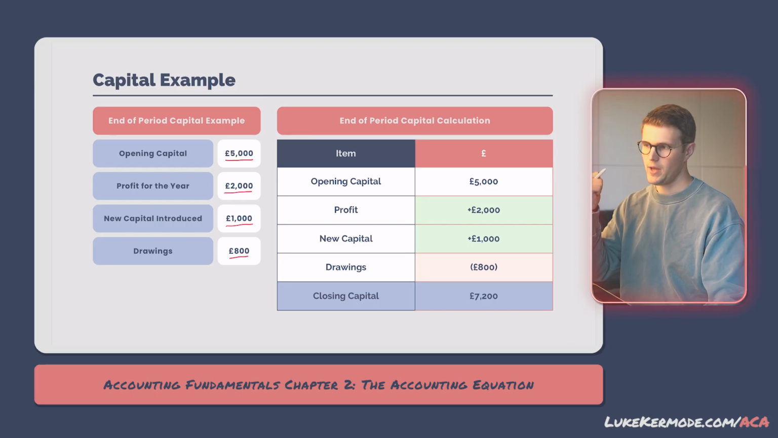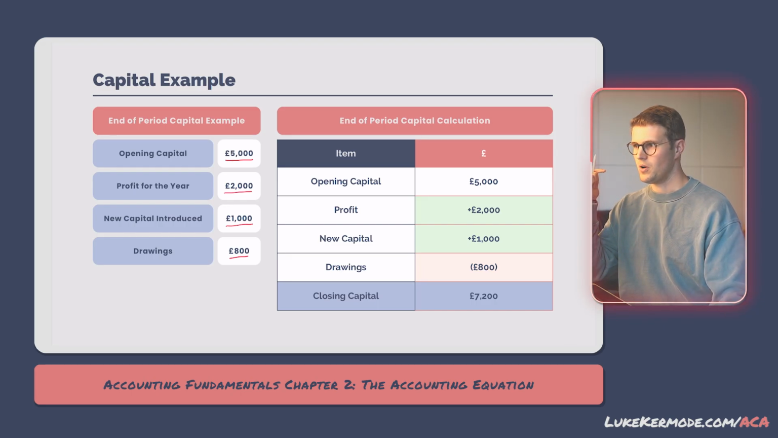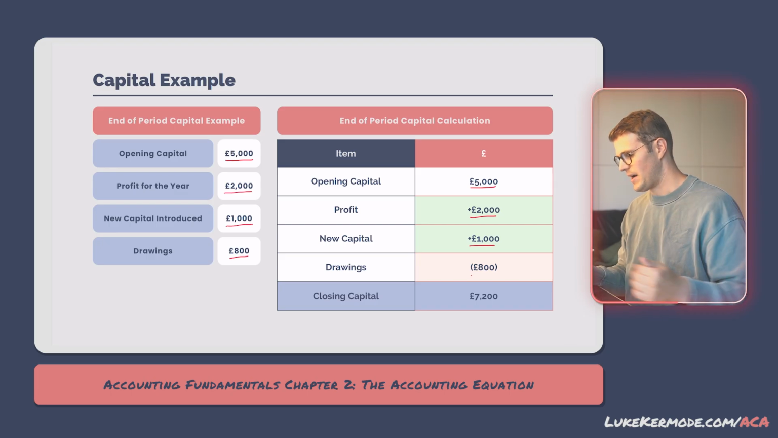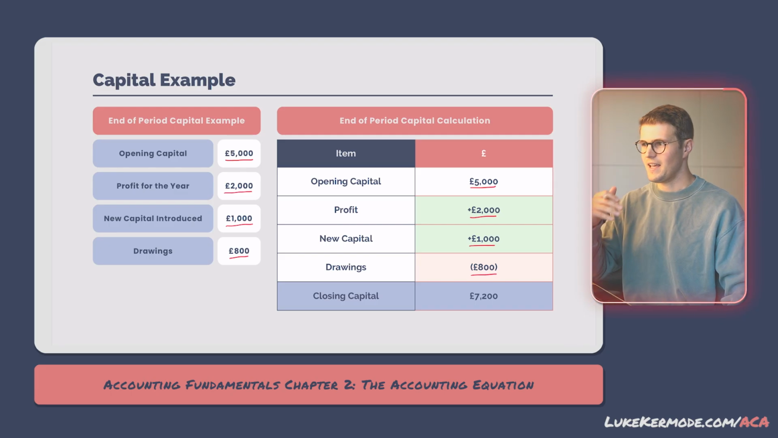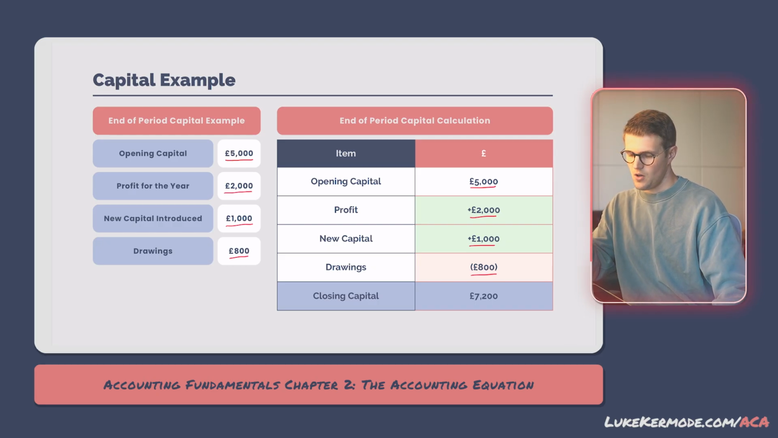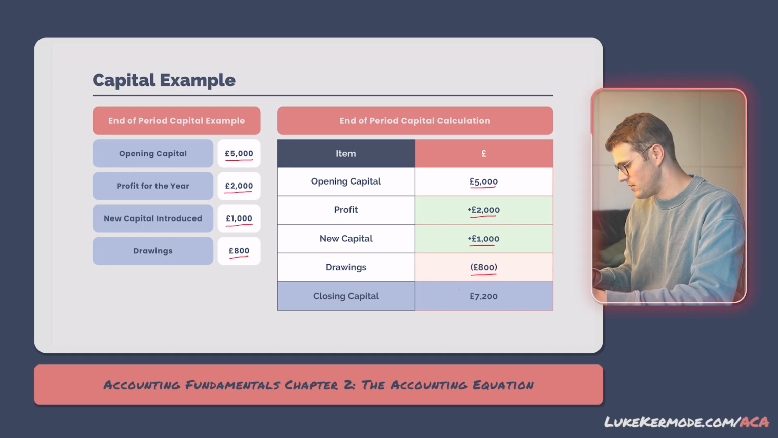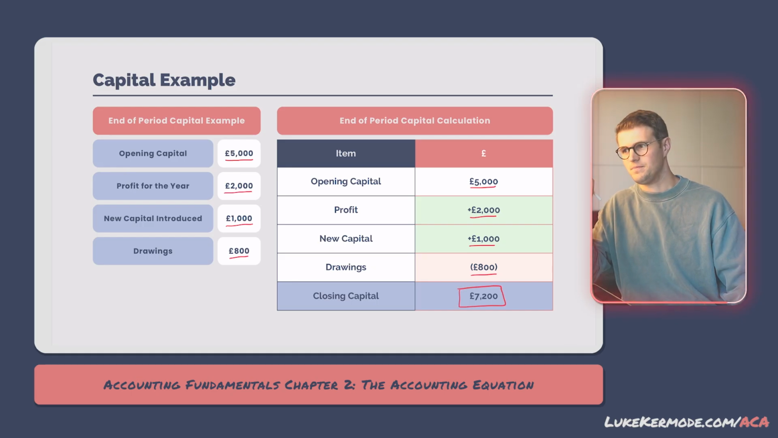End of period capital equals opening period capital plus profit incurred during the period plus capital introduced minus drawings. So that's £5,000 of opening capital plus £2,000 worth of profit, £1,000 of new capital less £800 worth of drawings. That gets us a closing or carried forward capital balance at the end of the accounting period of £7,200.